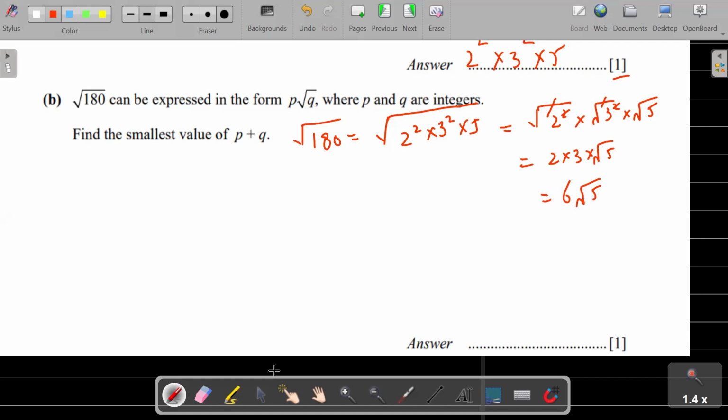Now let's compare these two values: 6 and q is 5. So now it says to find the smallest value of p plus q. So p plus q is 6 plus 5, 11. So 11 is my value.